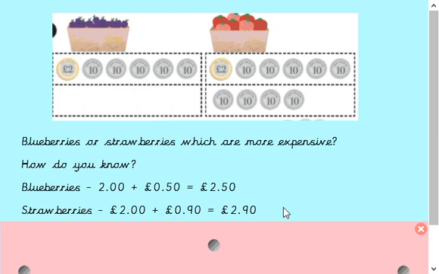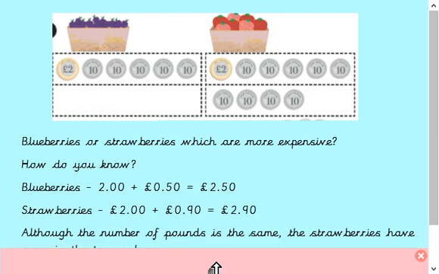Now, the second part of the question, which was to say which one was most expensive and how did I know? Well, the first thing I would look at are the pounds. Now, in this case, they're both the same. And if the pounds are the same, then we have to move to the tens column. In this case, there is 9 in the tens column, and 9 lots of 10 in the strawberries, but only 5 with the blueberries. That means that our strawberries are more expensive.